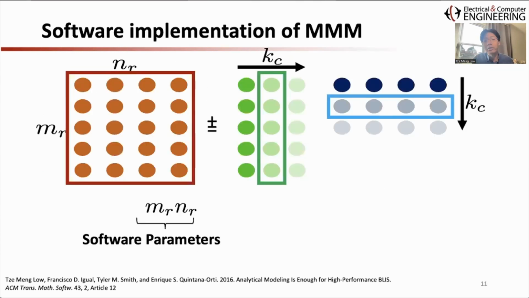Now, that's the hardware constraints. Then what does it mean on the software side? Well, if you are doing matrix multiply, we know that there are 3 main parameters: the size M and N of the output, indicated by the red box here, and the inner dimension. In this case, I labeled it KC.